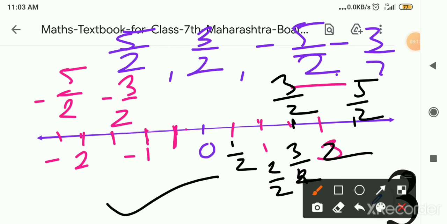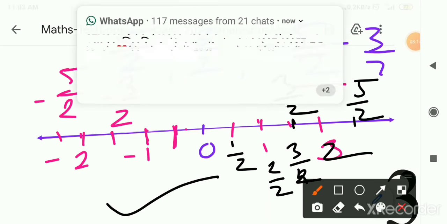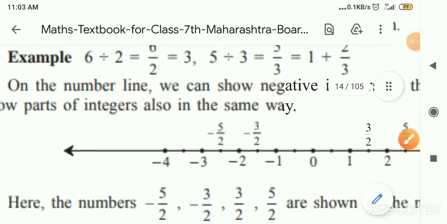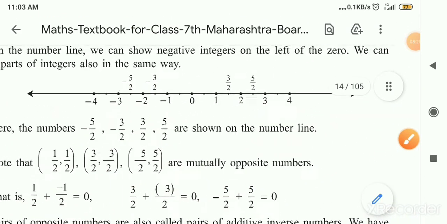This was over for you last year. I only took the revision of this. Number line was over for you. So this is the plotting of the points given here.